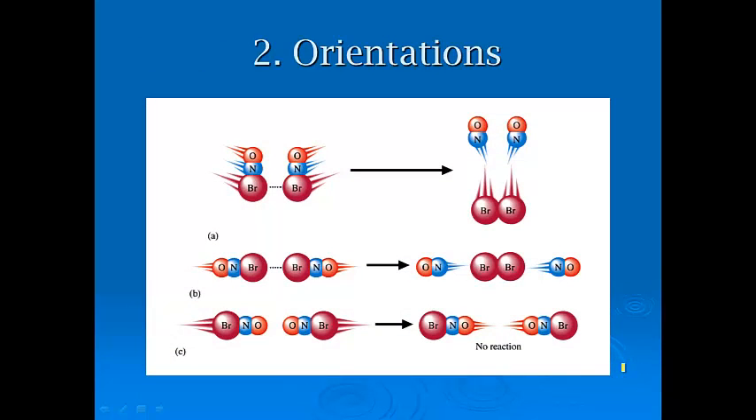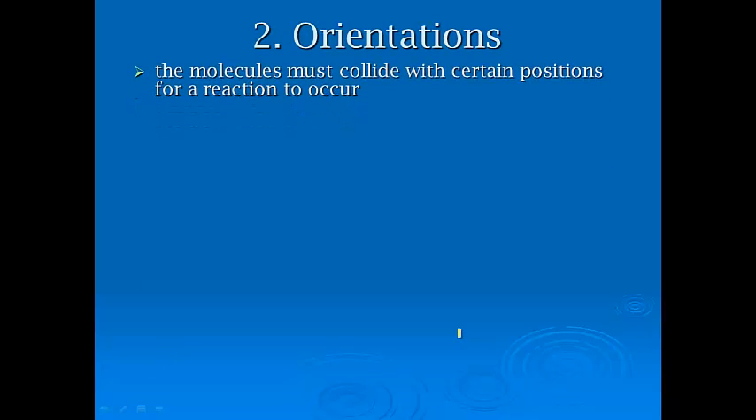Now for orientations, again, this is just, do things collide the correct way? Here you've got the two bromines that need to combine in order for them to turn into the new product. Over here, again, you have a different way that they collide. Over here, the oxygens aren't the ones that are going to react, so when these two collide, nothing happens. So this is just, again, showing you the different options for when things combine.